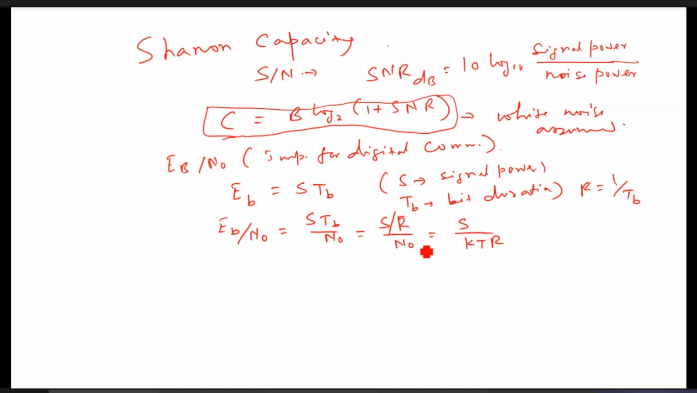So what is the meaning of these expressions? It tells us that if you increase the data rate, to maintain the same Eb by N0, you have to increase the signal power S. That is the meaning of these expressions, Eb by N0, similar to SNR. And we can also correlate this Eb by N0 with SNR.